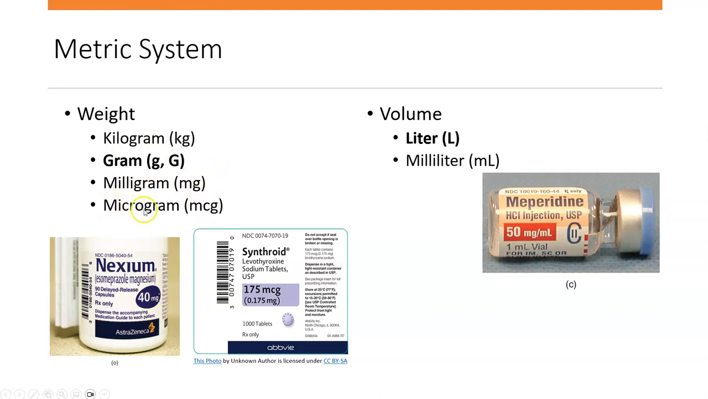And then a microgram, right? You need a microscope. It's really small. So that is mcg for microgram. And over here, Synthroid, it's 175 micrograms. Now, it's 1/1000th of a milligram. So on the bottle, it's also telling us the dose in milligrams, which is 0.175.